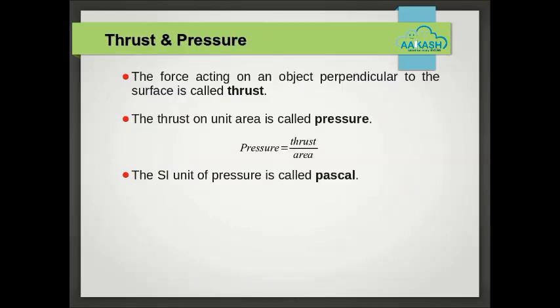Now let's understand the terms thrust and pressure. The force acting on an object perpendicular to the surface is called thrust, and the thrust on unit area is called the pressure. Therefore, pressure is thrust divided by area. The SI unit of pressure is called Pascal.